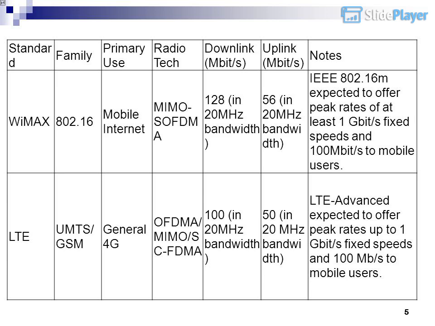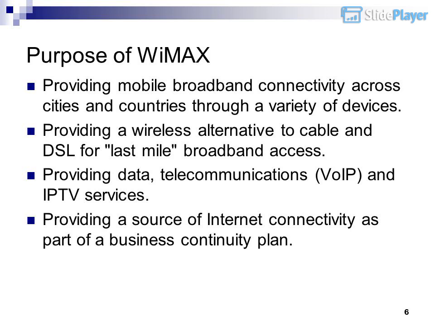LTE, UMTS/GSM, general 4G. OFDMA/MIMO/SC-FDMA: 100 in 20 MHz bandwidth, 50 in 20 MHz bandwidth. LTE Advanced is expected to offer peak rates up to 1 gigabit per second for fixed speeds and 100 megabits per second to mobile users.